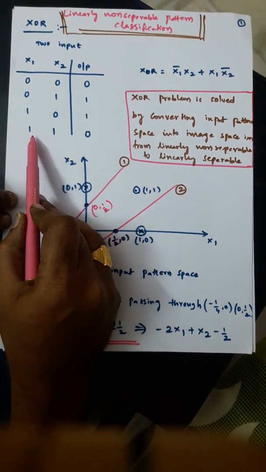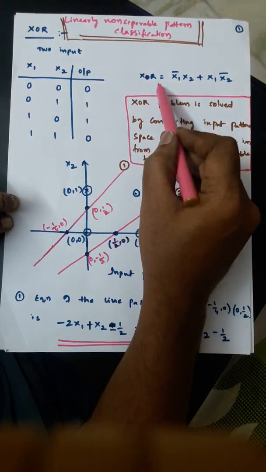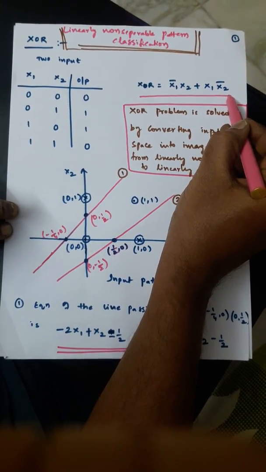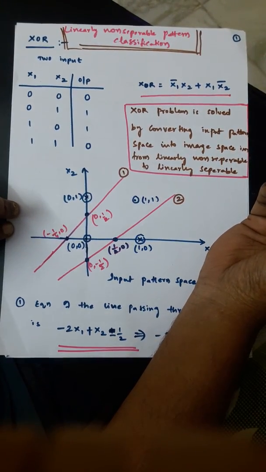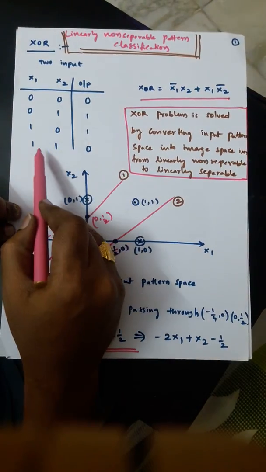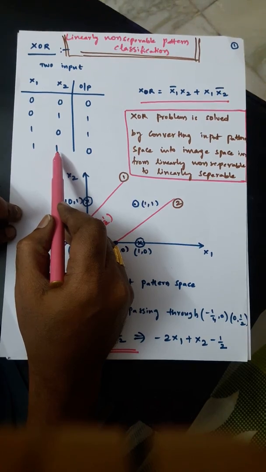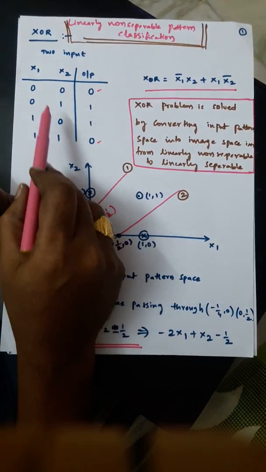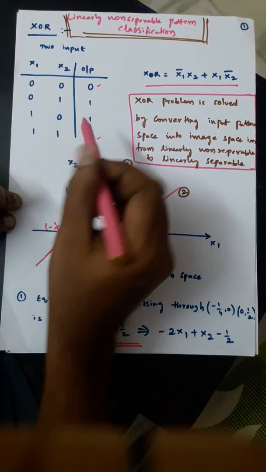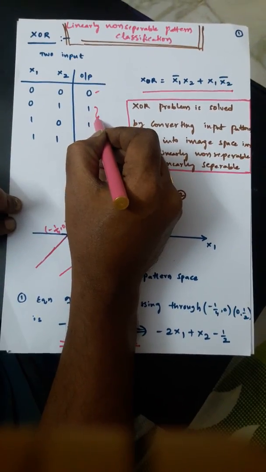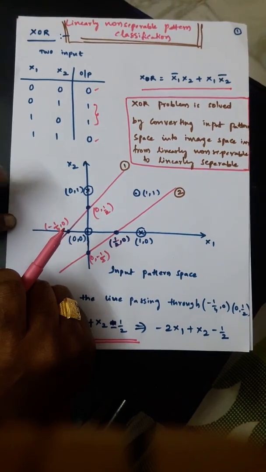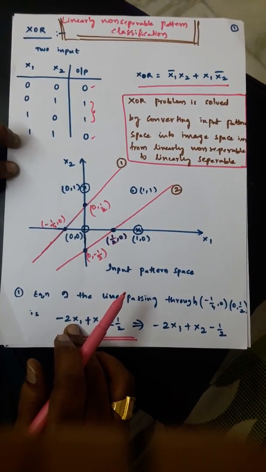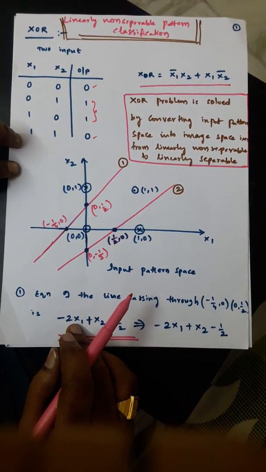For 0 0 and 1 1, you know that XOR is x1 bar into x2 plus x1 into x2 bar. That means for 0 0 and 1 1 as input to the XOR gate, the output is 0, whereas when the inputs are 0 1 and 1 0, the outputs are 1. So now let us draw the input pattern space.